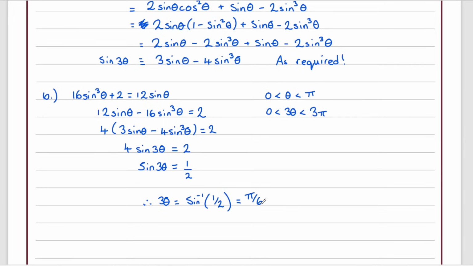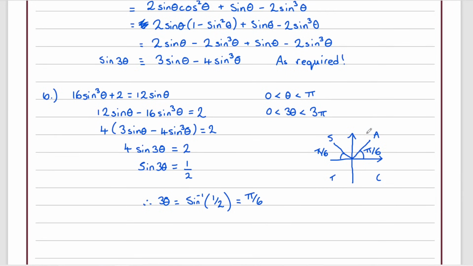Now, I'm going to use a CAST diagram here just to quickly illustrate the other solutions. So I'll do it up here, like so. It's not perfect, but you get the idea. So I've got C, A, S, and T. This solution here corresponds to this angle here, which is pi over 6. Now we're working with sine, whereas my next solution is in this quadrant here. This S corresponds to sine. So what I've got then is this angle here, which is the exact same, also pi over 6.